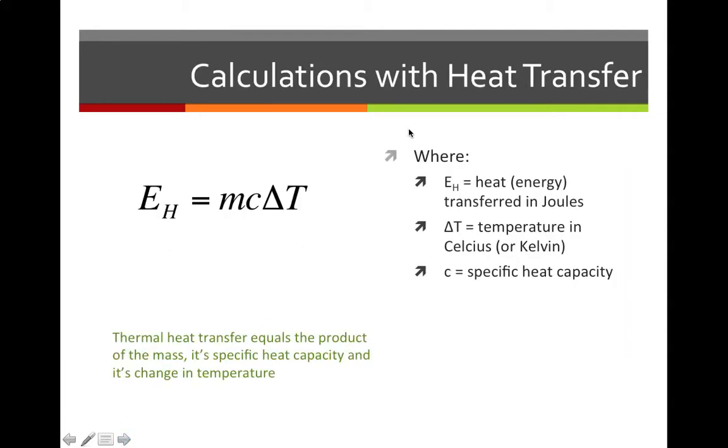So we can calculate heat. Heat is mass times this C, and I'll talk about C in a minute. C is a constant. Times the difference in two temperatures, how much it changes.